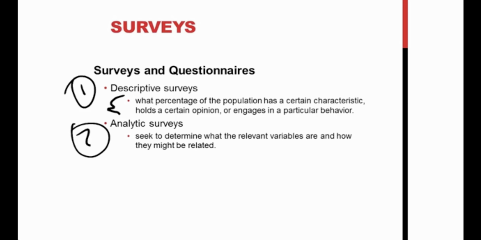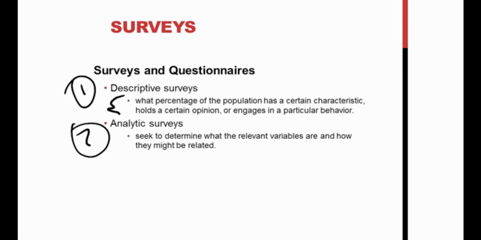Something that says what percentage of the population has a certain characteristic, holds a certain opinion, or engages in a particular behavior. So for example, if somebody was standing outside a grocery store and asked you, what are your political beliefs? That could be a survey that would look at how conservative or liberal you are.